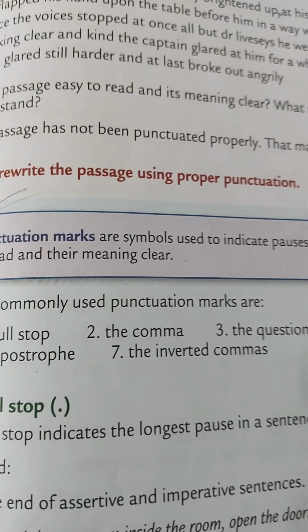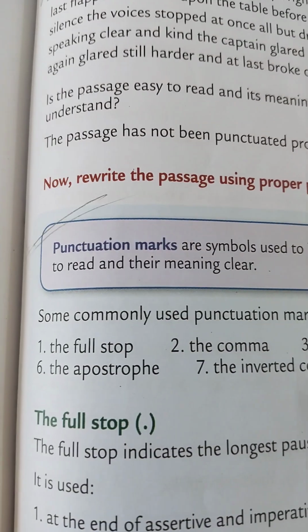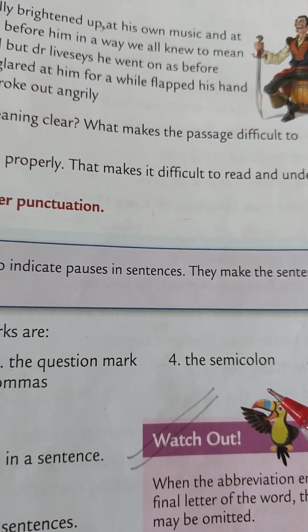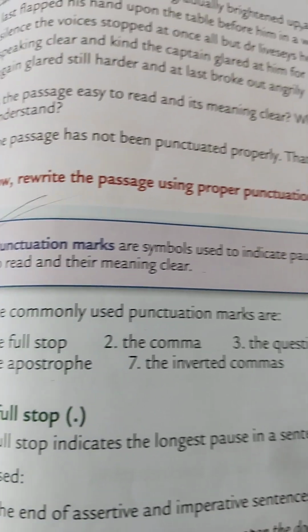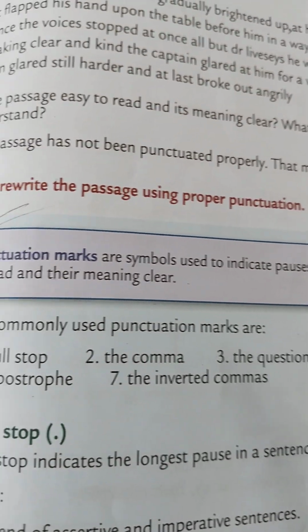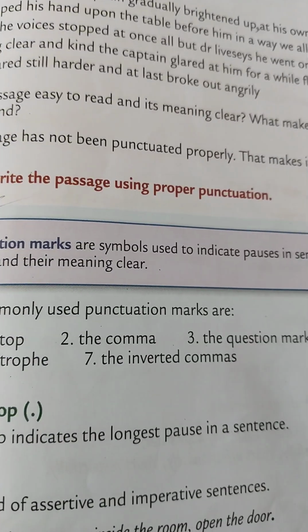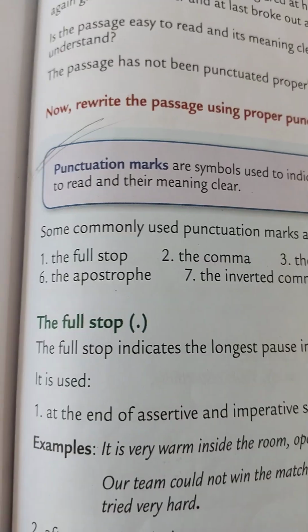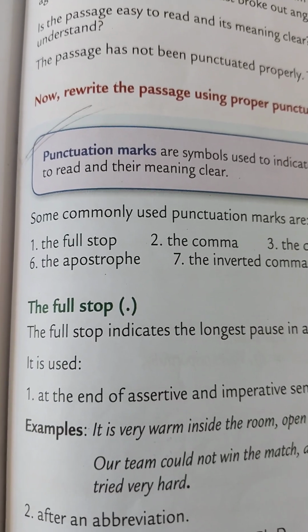Now, what are some commonly used punctuation marks? They are the full stop, the comma, the question mark, the semicolon, the colon, then the apostrophe, the inverted commas. These are some of the commonly used punctuation marks. Now, we will study them one by one. First of all, what is full stop?